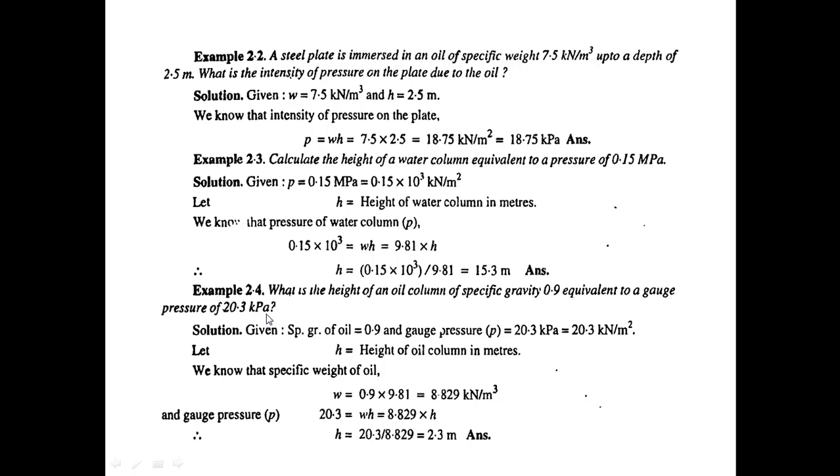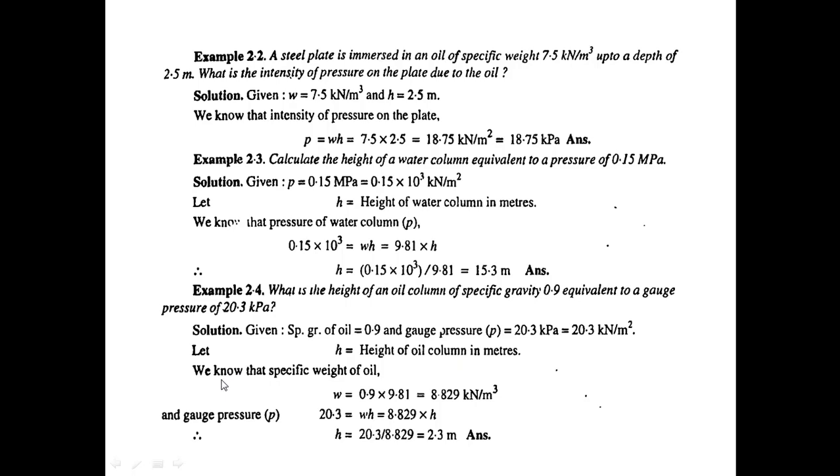The statement is, what is the height of an oil column of specific gravity 0.9 equivalent to a gauge pressure of 20.3 kilopascal? We have to find the height of an oil column for specific gravity 0.9 and a gauge pressure of 20.3 kilopascal. First of all, we will write the given data. In given data, we have specific gravity of oil, which is 0.9, and gauge pressure of 20.3 kilopascal, which is equal to 20.3 kilonewton per square meter. Let H is equal to height of the oil column in meters.